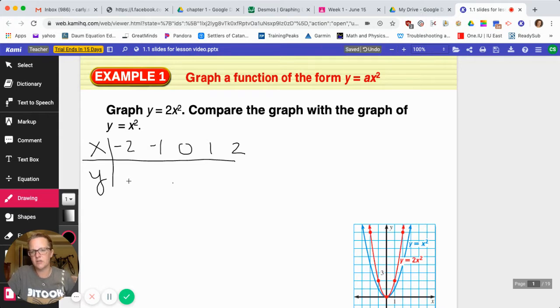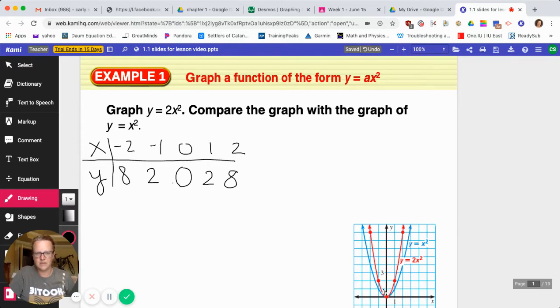If I plug in -2 and square it, I get 4, and 4 times 2 is 8. -1 squared is 1, times 2 is 2. I plug in a 0, I get a 0. I plug in a +1, I still get 2 for my output, and I plug in a +2, I still get 8 for my output. Okay, so that's what we're going to do first, is make a table. Then we're going to go ahead and plot those points.